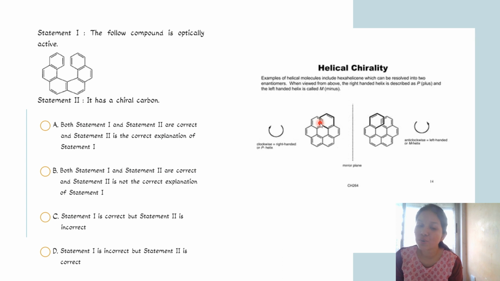The molecules which show helical chirality do not possess any chiral carbon or any chiral axis. Rather, their geometry imparts the chirality to the molecule. So for the compound given, you will see that yes, the compound is optically active, but it doesn't have a chiral carbon. So statement 1 is correct, but statement 2 is incorrect. So for this particular question, option C will be the correct answer.